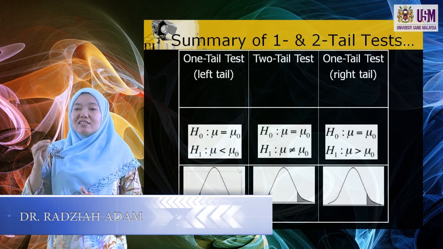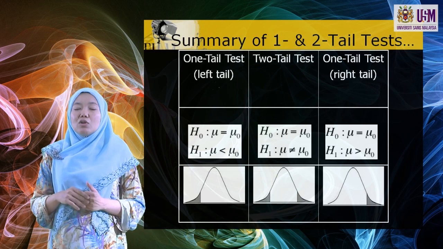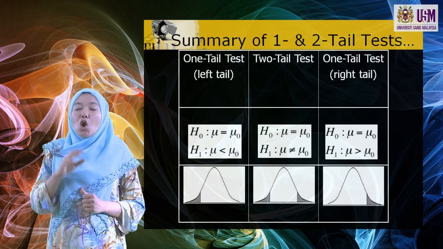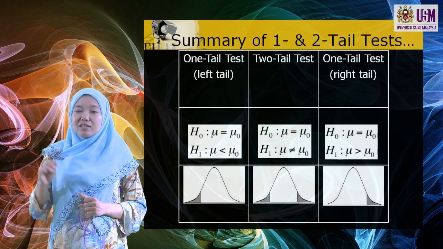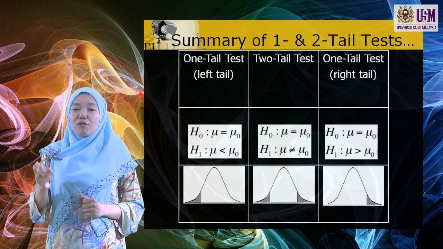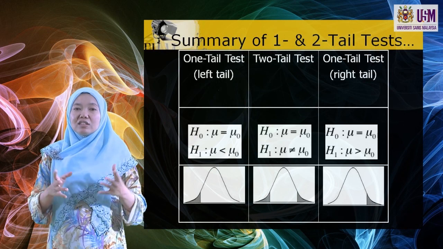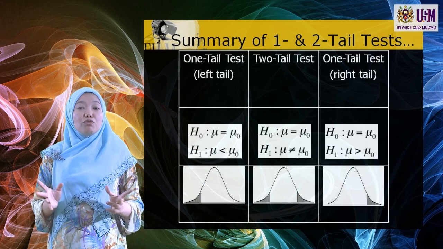If you look at the right-tail test for one tail, the keyword that you need to look for in the question is greater than or more. And you need to sketch your tail on the right-hand side, either for 1% or for the 5% level of significance. So this is the summary of the one-tail and two-tail tests that we discussed so far.